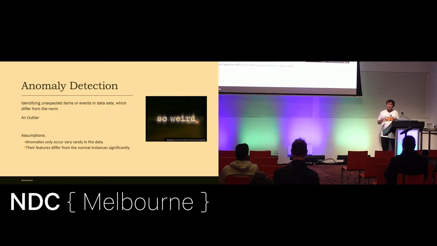Sometimes it is called outlier, where it's identifying unexpected items in a series of events in your data set, which is different from normal. The assumptions are it very rarely occurs, doesn't happen all the time, and its features are significantly different from normal instances. Most likely everyone heard about the pandemic. That's kind of like an outlier, right? It's those weird times that are not the usual. Of course, now we're going through that new norm, and hopefully the new norm is better.